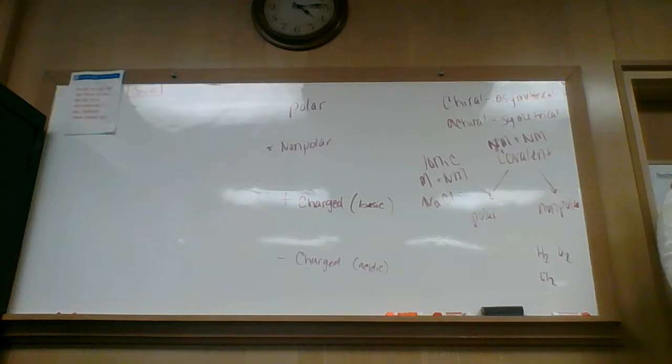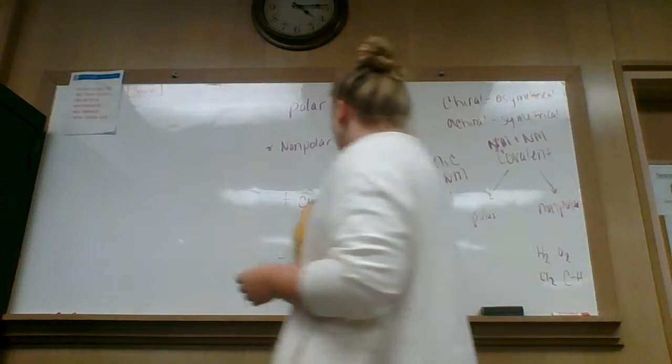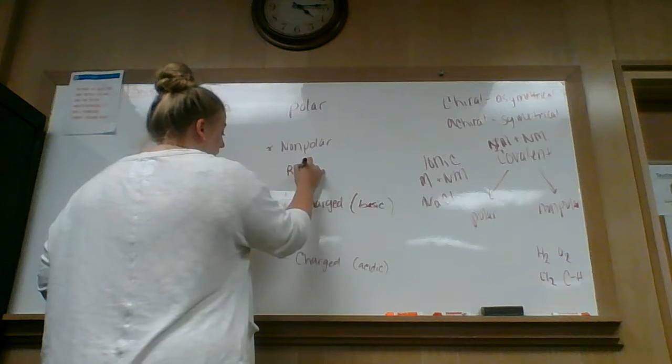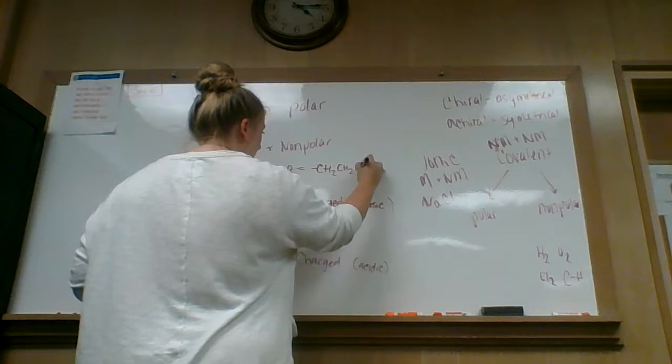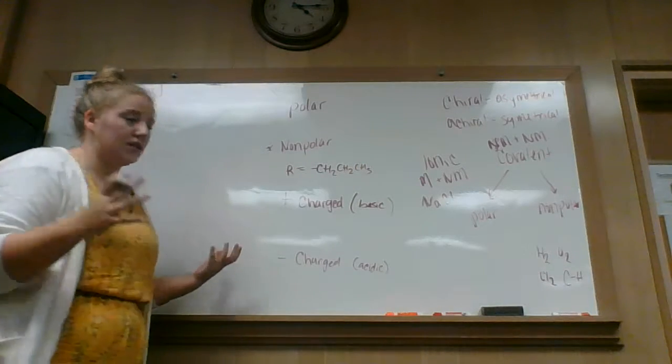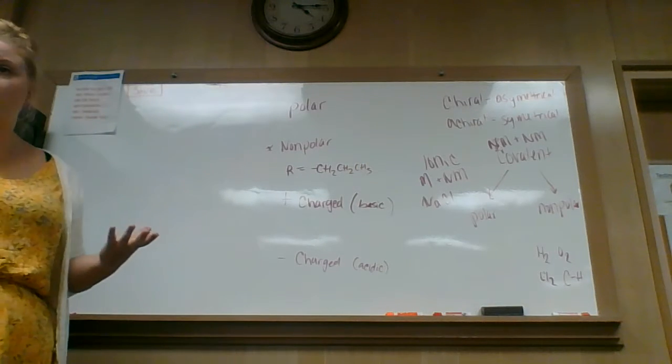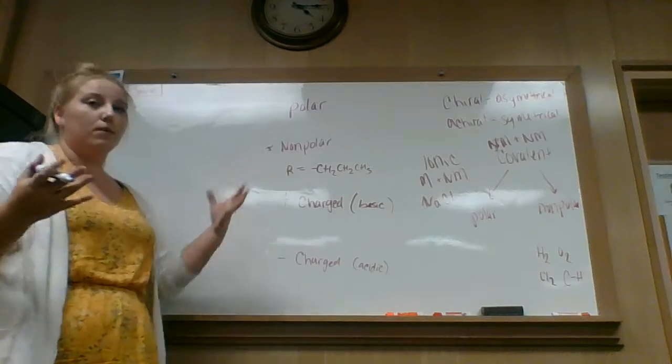The other situation that you really have to memorize is when you have carbons with hydrogen. Any type of alkane, or anything from organic chemistry that was just carbons and hydrogens, is also nonpolar. So when you're looking at your R group and you see things like CH2, CH2, CH3, all we have is carbons and hydrogens, so this is a nonpolar group.